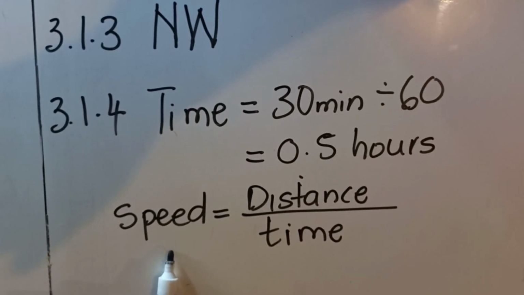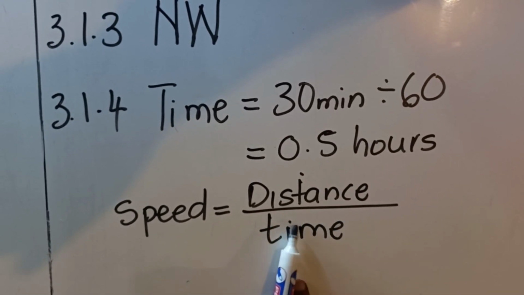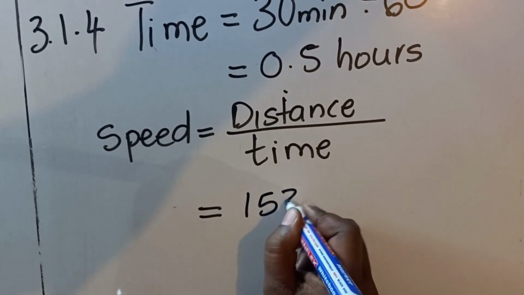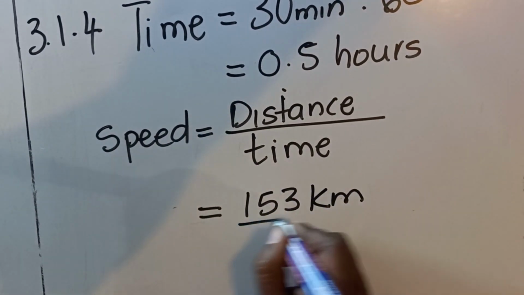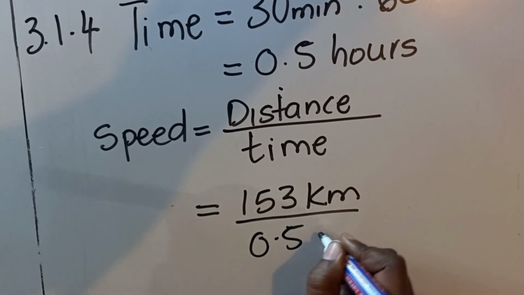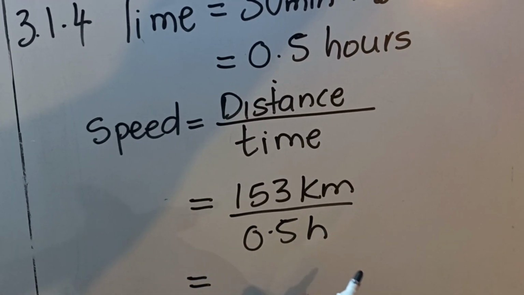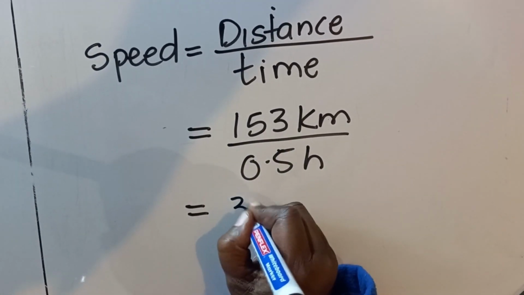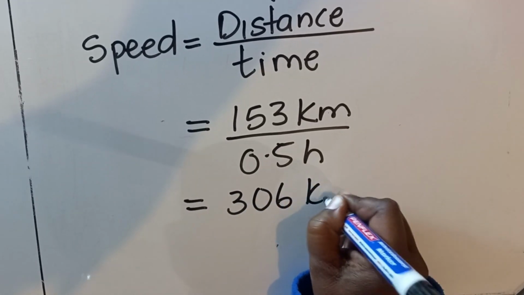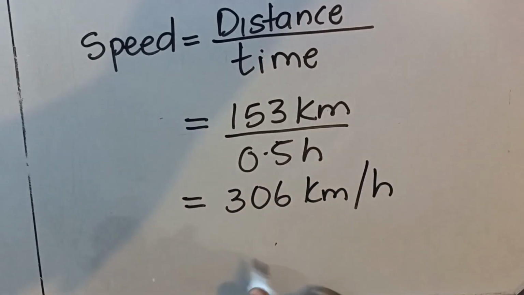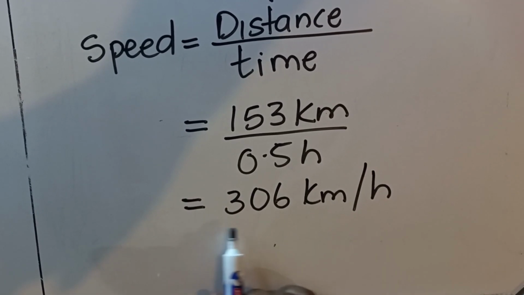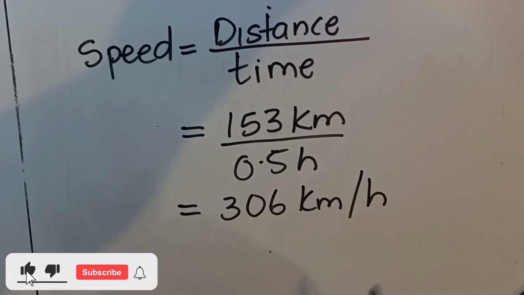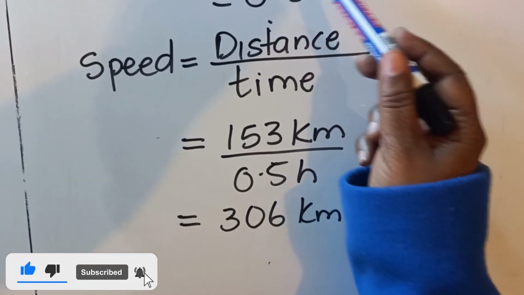So they wanted the speed, and then they've given us the formula, distance over time. So the distance that he has traveled, they said it's 153 kilometers, divided by the time, which is 0.5 hours. And then you punch that in your calculator. You're going to say 153 divided by 0.5. You're going to see that it's 306 kilometers per hour. So they did say it's a plane. This is very fast. So this is the speed that the plane will travel with. So you just remember that you need to convert the minutes into hours.